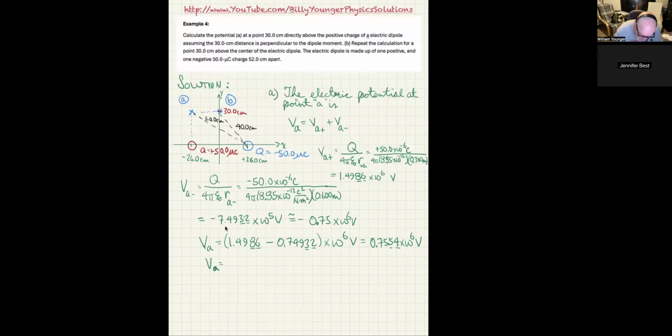So VA is actually equal to 7.554 times 10 to the fifth volts. And that's our first answer. Notice we didn't actually have to use the 6 coulomb charge at all, oh, that's right, that was the other problem. Sorry about that. I was thinking we had used the six, but I was just looking at the 60 centimeters. But anyways, that's the answer for part A.